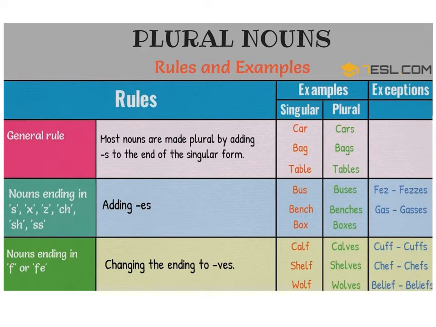Example. The singular examples are car, and the plural form is cars. They just add S. The next one is bag, and the plural form is bags. And then the next one is table, and the plural form is tables. Great. They just add S. Now, let's go to the second one.